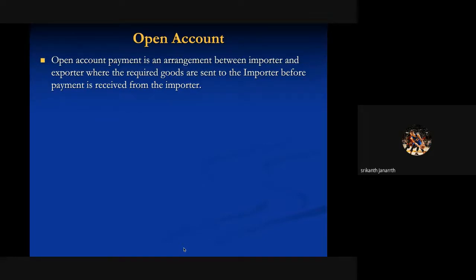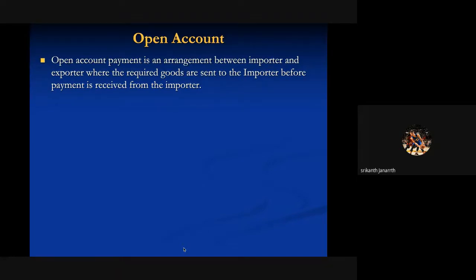Open account means the exporter sends the goods to the importer, right? There is an arrangement between these two parties. The exporter ships the goods direct, consigned to the importer. Banks do not get involved. He ships the goods direct to the importer and sends the documents also direct to the importer, not to the bank. Right? So the documents go to the importer.